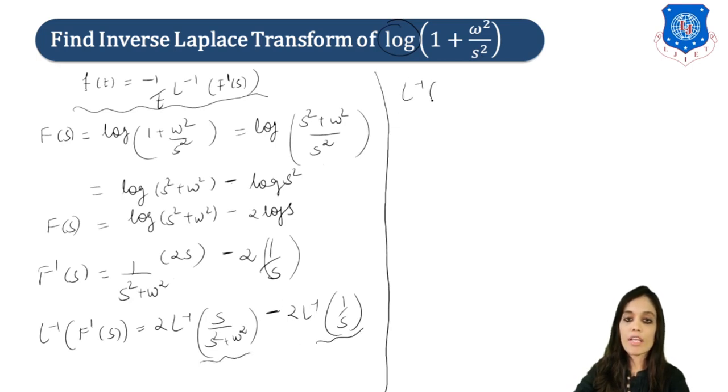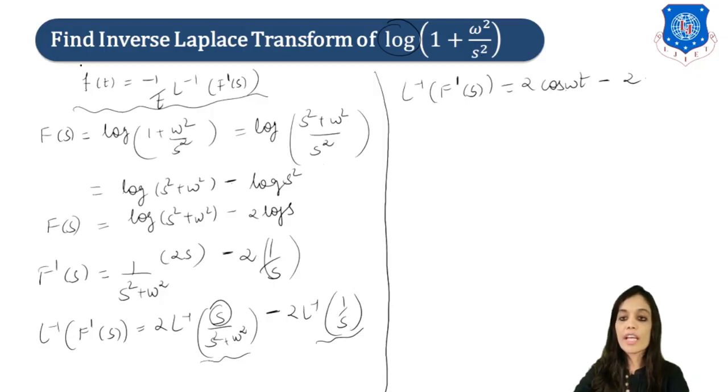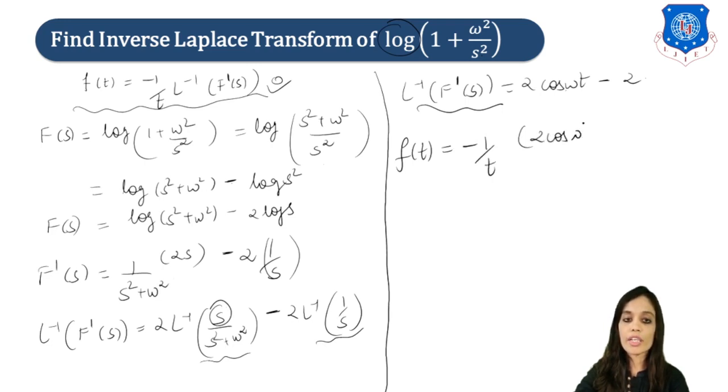So finally Laplace inverse of F'(s) is equal to 2 cos omega t, because s is there in the numerator, so cos will come. So 2 cos omega t minus 2, right? Because Laplace inverse of 1 upon s will be equal to what? 1. So finally put this value in this formula. So our final answer of f(t) will be equal to minus 1 upon t times (2 cos omega t minus 2).